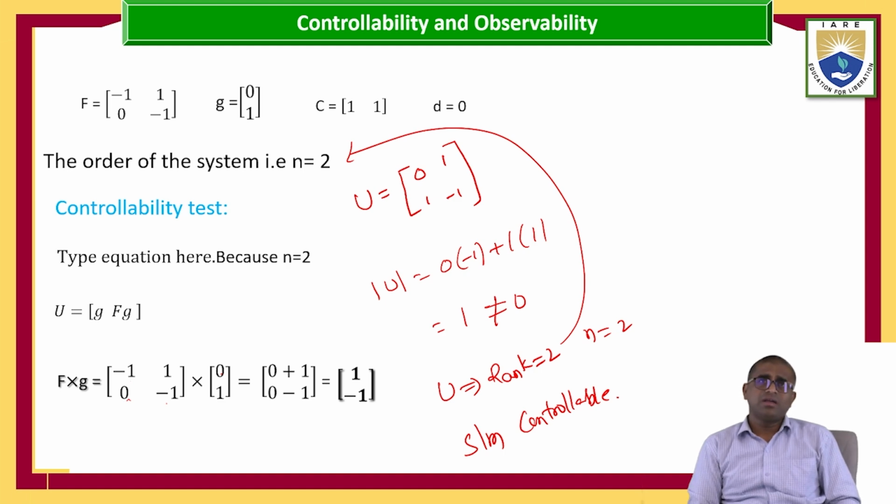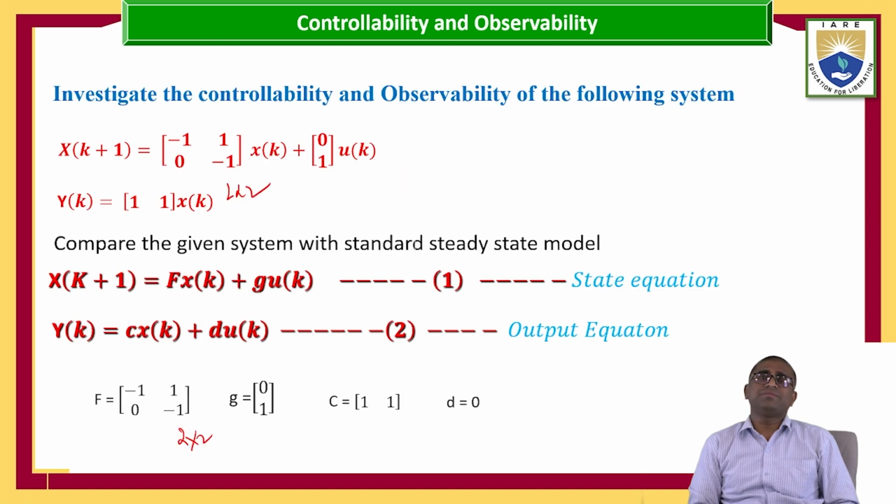First of all, from the given system, you have to compare with the standard formation. From comparing with the standard formation, you write down the f, g, c and d values. After that, take the order of the system, the order of the state space equation, which is the f matrix size. That is 2 by 2, so the order of the system is 2.